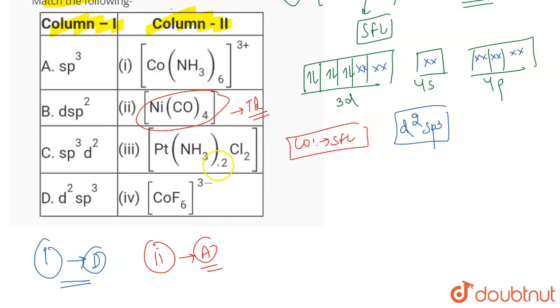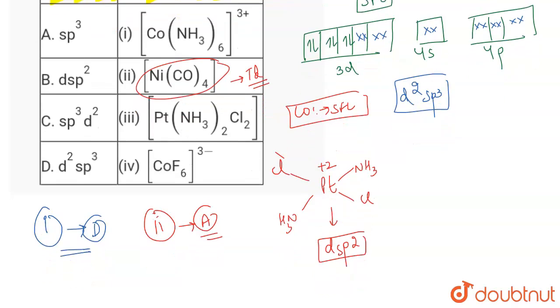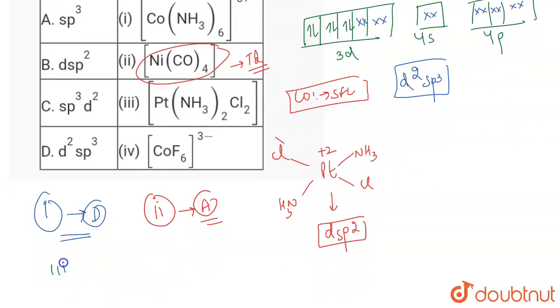Talking about the third one, again this is a 4 ligand complex. Here, Pt(NH3)2Cl2 has a structure something like this. It forms a square planar complex. Here, platinum is in the +2 oxidation state. Whenever a square planar complex is formed, the hybridization is dsp2, and whenever a tetrahedral complex is formed, the hybridization is sp3. This is the major thing that you should know. Therefore, third is going to match with B.